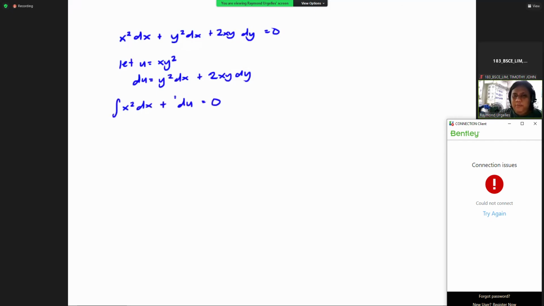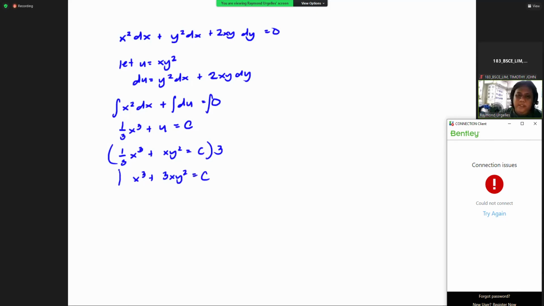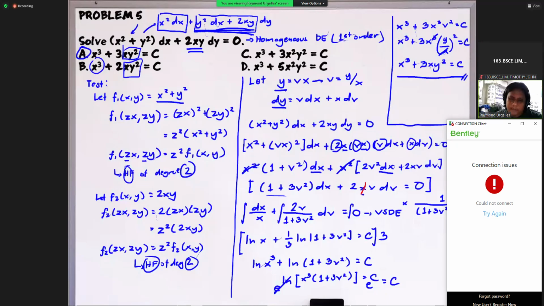Then by integrating, you will get 1/3 x cubed plus u is equal to constant c. Balik lang natin si u: xy squared is equal to constant c. Multiply this by 3, so we have x cubed plus 3xy squared is equal to constant c. Maikli lang din yung solution, pero kung na-realize niyo lang yung part na yan. Kaya isa rin sa magiging skill na kailangan niyo pagdating sa board examination is observation.